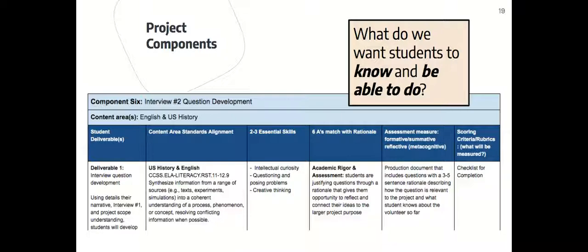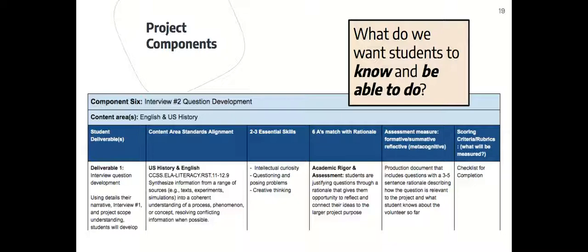The essential skills that students are developing through this particular deliverable involve intellectual curiosity, the ideas of questioning and posing problems, and creative thinking, because they're thinking about ways to begin to weave together the story that they'll be telling after they gather their interview with the client. Within the 6A's, in this particular one, we're aligning it to academic rigor and assessment. As it states there, students are justifying questions through a rationale that gives them opportunity to reflect and connect their ideas to the larger project purpose.